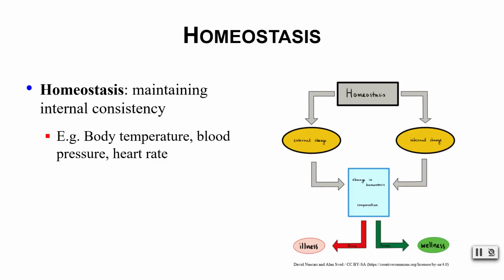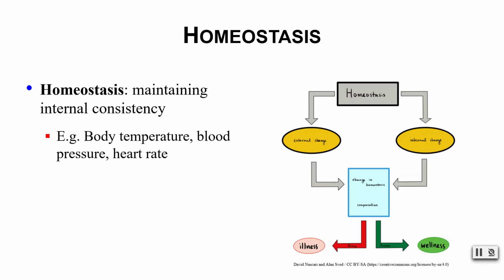This lecture will cover homeostasis and feedback loops. Homeostasis is the maintaining of an internal consistency, maintaining an internal environment, maintaining constant internal set points. You hear it described in a lot of different ways. We can give some very basic examples, like body temperature.